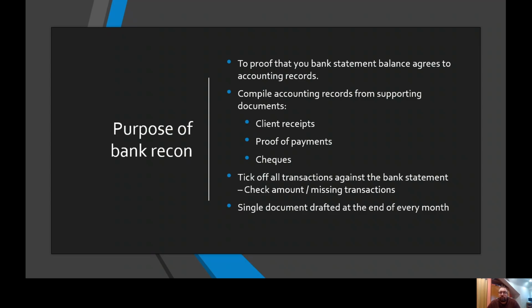So what we are going to do is, as soon as we've finished our accounting for the month, we pull our bank statement and we get a balance off our bank statement. And then we compare whether that balance agrees to our accounting records. If it agrees, then we know we've captured all transactions at the correct value. We haven't skipped any transactions and we haven't duplicated any transactions.